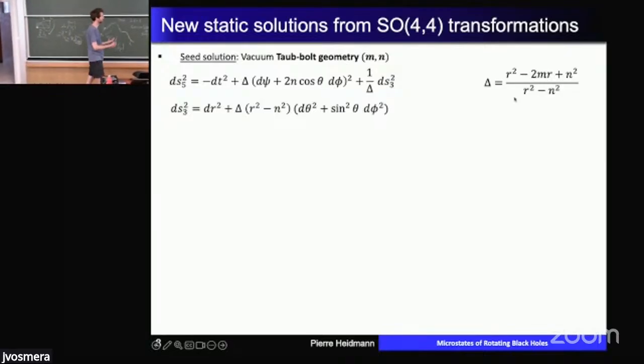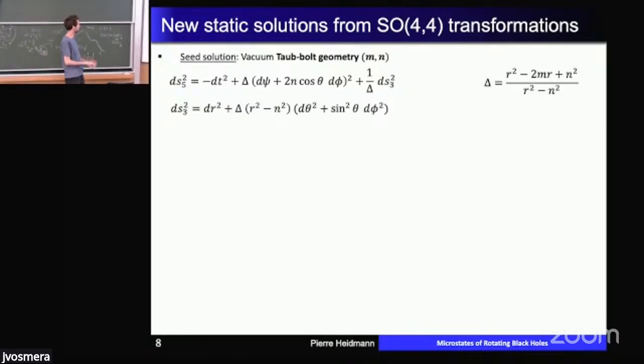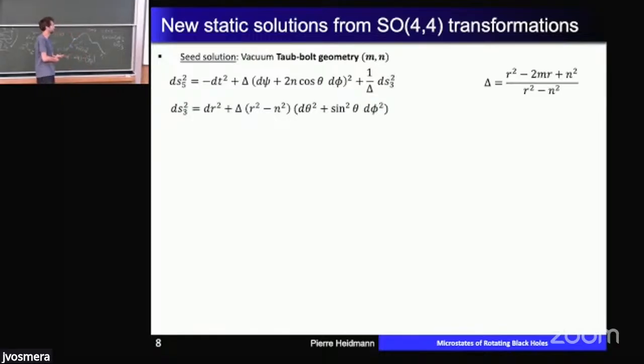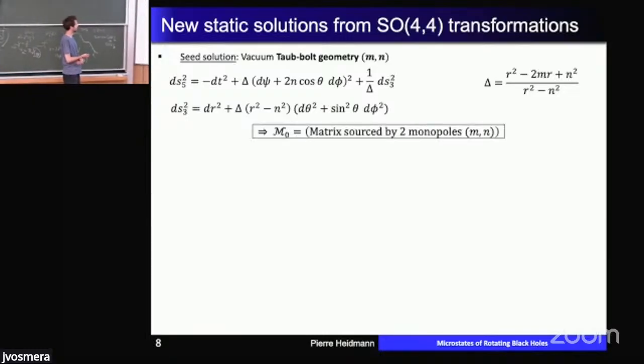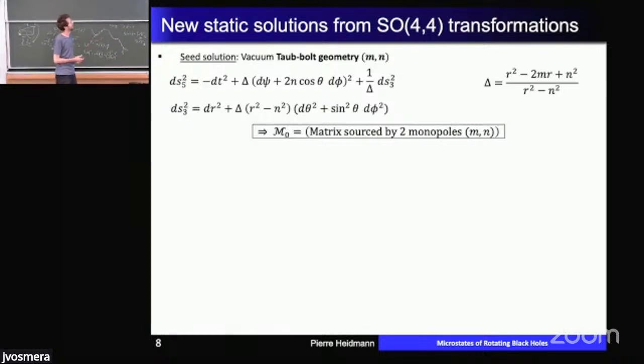So it's a perfectly valid solution of 5D supergravity, obviously, because it's a vacuum solution of 5D vacuum Einstein. So what you can do is take the M of that to derive the coset matrix M. It's rather complicated, but at the very end, it's a matrix which is sourced by two monopoles. We have a monopole coming from the mass M and a monopole coming from the nut charge N. So using this SO(4,4) transformation, we can shuffle this monopole.